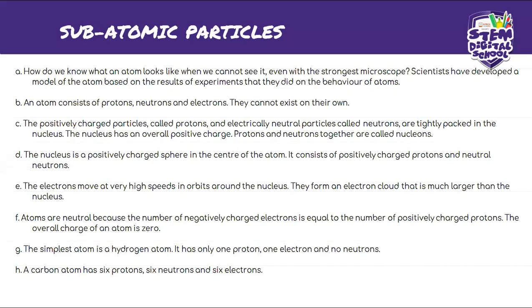Now, the positively charged particles called protons and electrically neutral particles called neutrons are tightly packed in the nucleus. The nucleus has an overall positive charge, and protons and neutrons together are called nucleons. So, listen to this question. What is the overall charge of the nucleus?